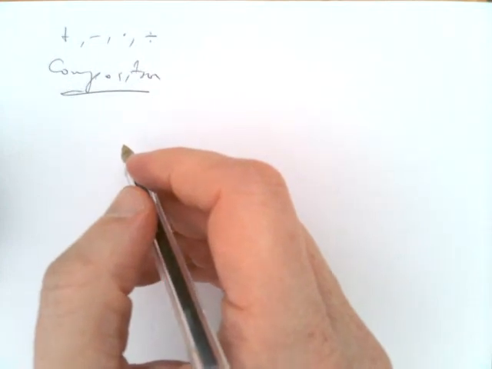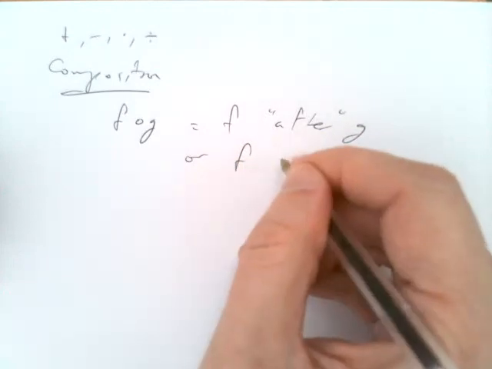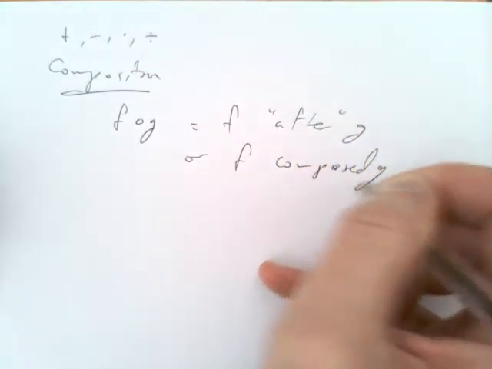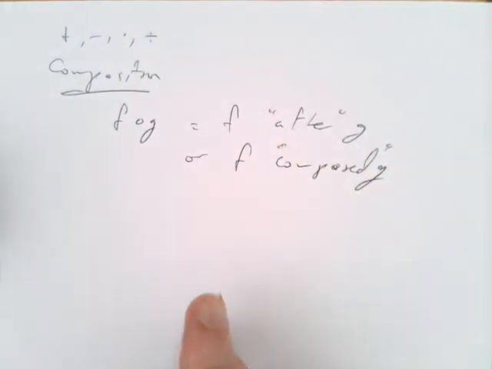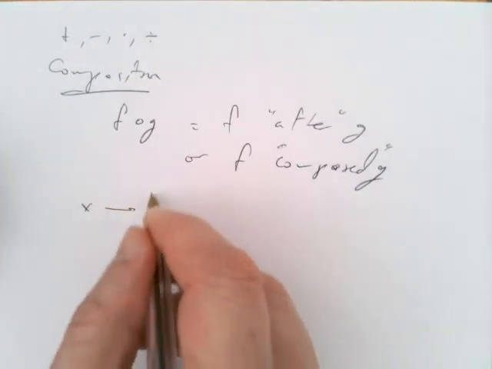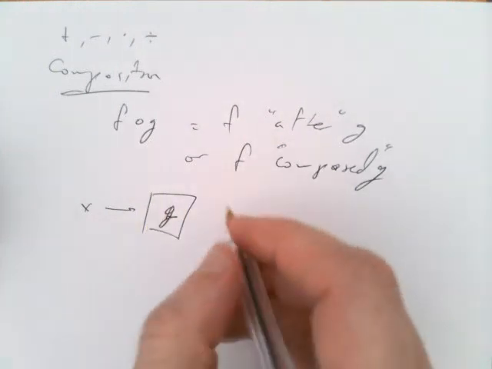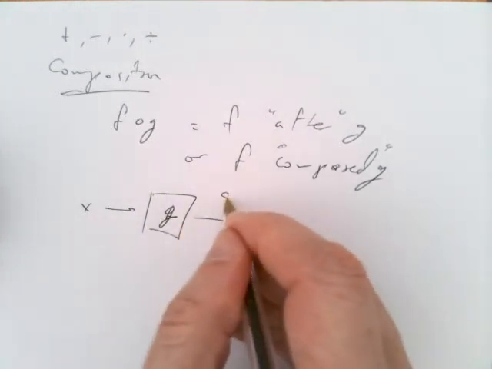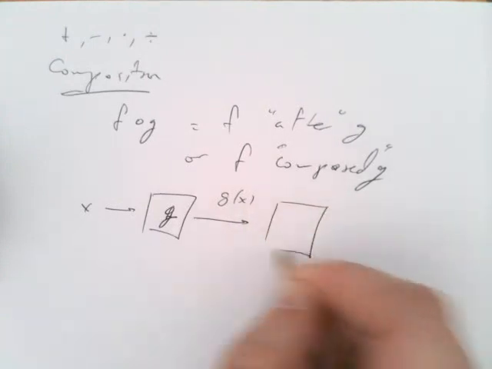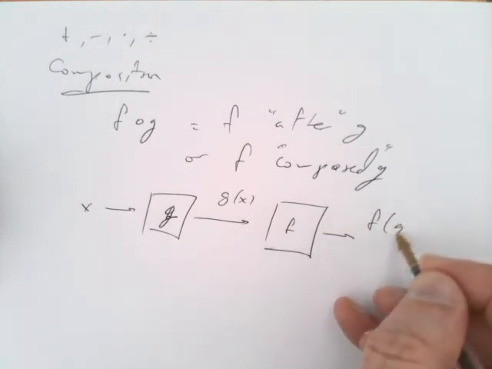What does that look like? So f after g. It's f after g. Or it's also called f composed g, or composed with g. That's how we read it. It's f, a little circle, and g. And its definition is simply that you take a number and you plug it into g. And then you take the output of that, which is, of course, g of x, and you plug it into f. And then you take the output of that, and that's going to be f of g of x.